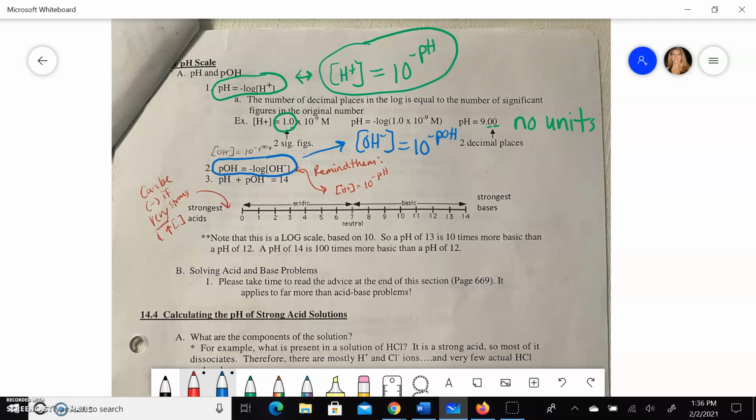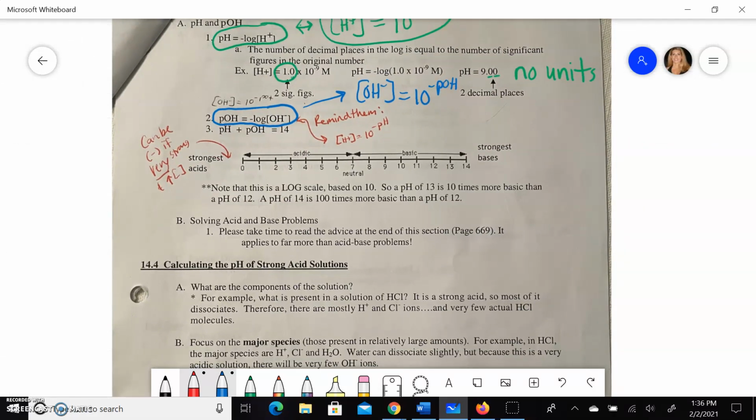And you can see the scale. So the farther you get from 7, the stronger it's going to be. So stronger bases or really concentrated bases would be close to 14, and then stronger acids are going to be closer to 0. Also keep in mind this is a log scale.